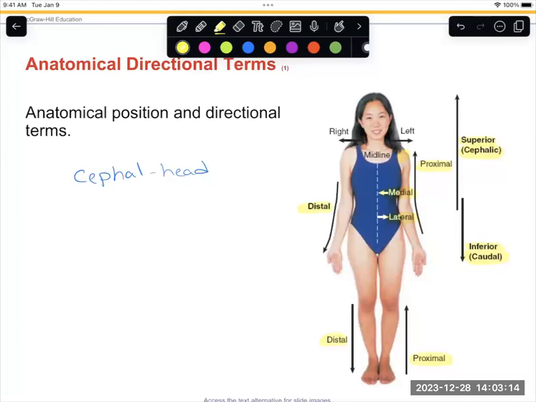And then we have midline. That's just directly down the middle of the body. Then your right side, your left side. When you're facing somebody, you've got to remember that your right is their left, and your left is their right. So it's flipped. This is something to remember when you're looking directly at somebody.